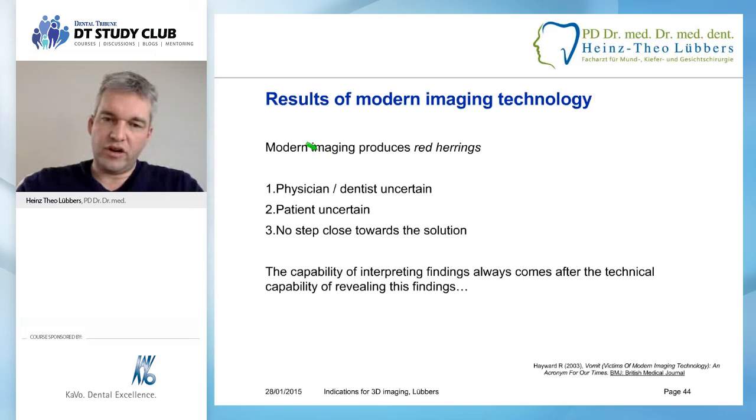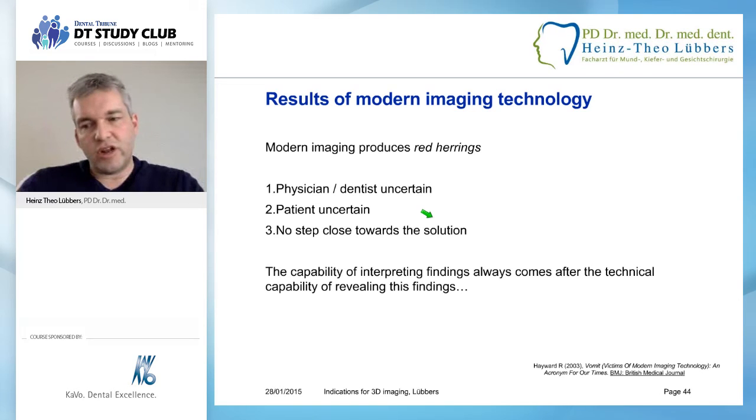So what he said is modern imaging produces red herrings. You might know the red herring from your most popular crime novel or something. It's actually a distractor. It's like the gardener who's finally not the murderer, but always seems to be the murderer. This red herring leads the physician or the dentist to be really uncertain. It leaves the patient uncertain, and it brings you not even one step closer towards the solution. Maybe you get even steps away from the solution.